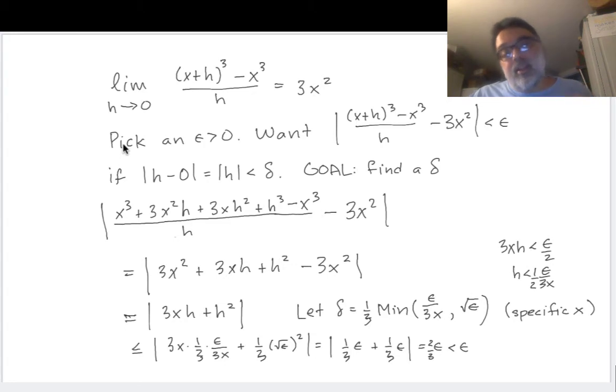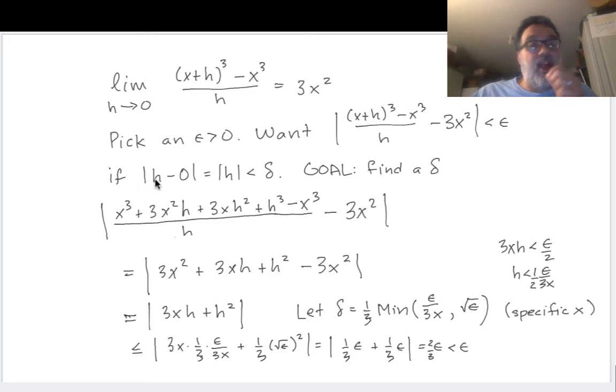So the idea of these limit proofs goes something like this. We pick an epsilon greater than 0. Then what we want is for this expression, the difference between our limit expression and what we say the limit is, to be less than epsilon.